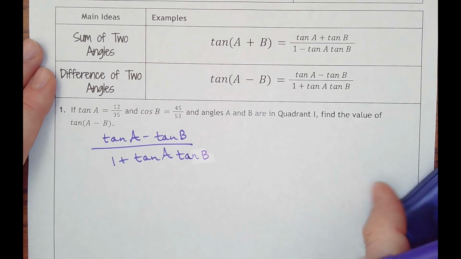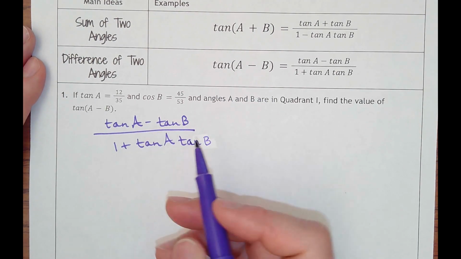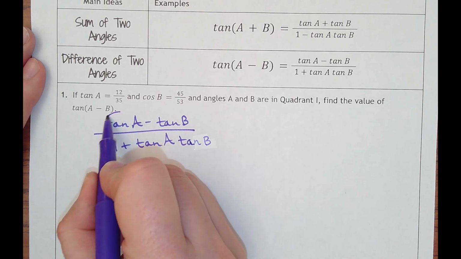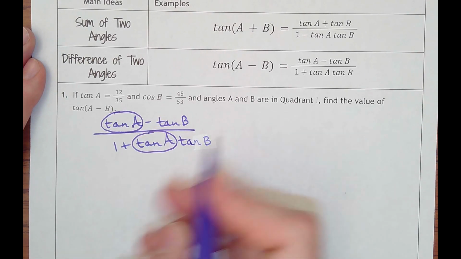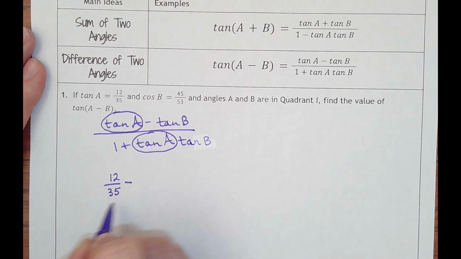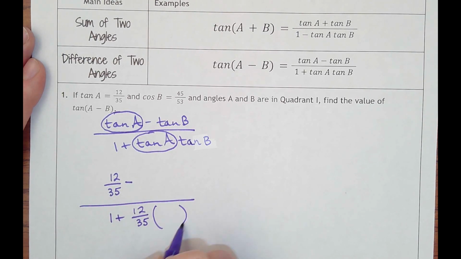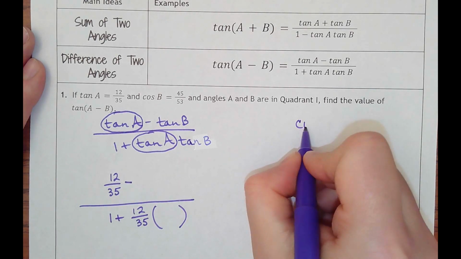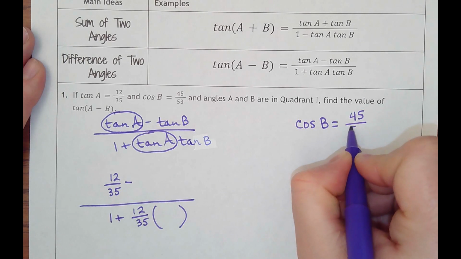Okay, and the nice thing is all I need is tangent ratios, and they give me tangent of A right here. So I'm going to replace this with 12 over 35 and this with 12 over 35. And then it'll be minus, I don't know this ratio yet, over 1 plus 12 over 35 times whatever tangent of B is. They tell me cosine of my angle B is 45 over 53.